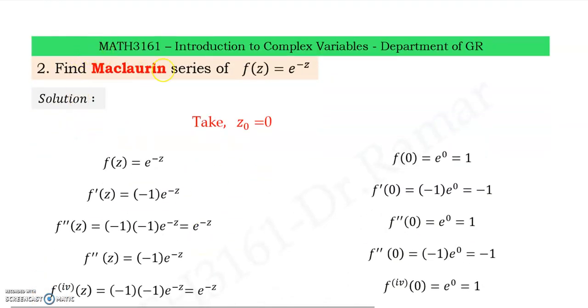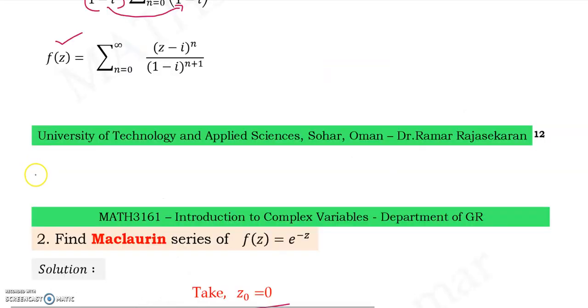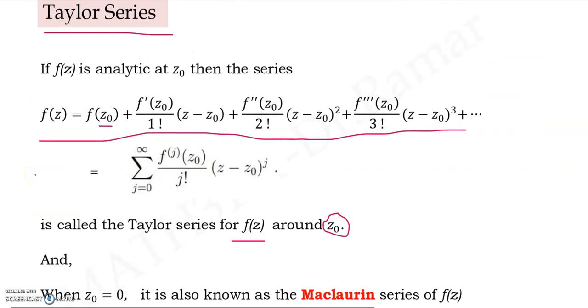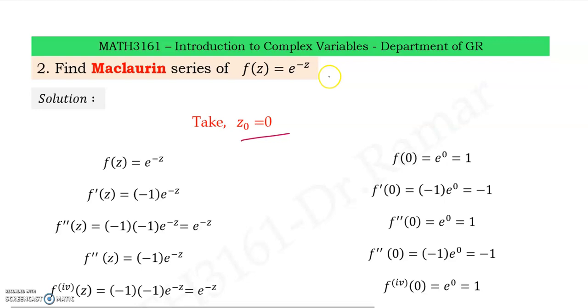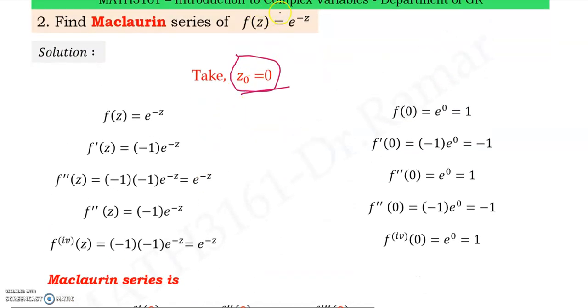Find the Maclaurin series of f of z equal to e power minus z. Now you see, if the question asks for the Maclaurin series, you don't expect z naught, because you have to assume that z naught is 0. Okay, that is the condition. What is the Maclaurin series? In the Taylor series, you put z naught equal to 0, then you will get the Maclaurin series. So in the question it is not given what z naught is, but you can take z naught as 0.